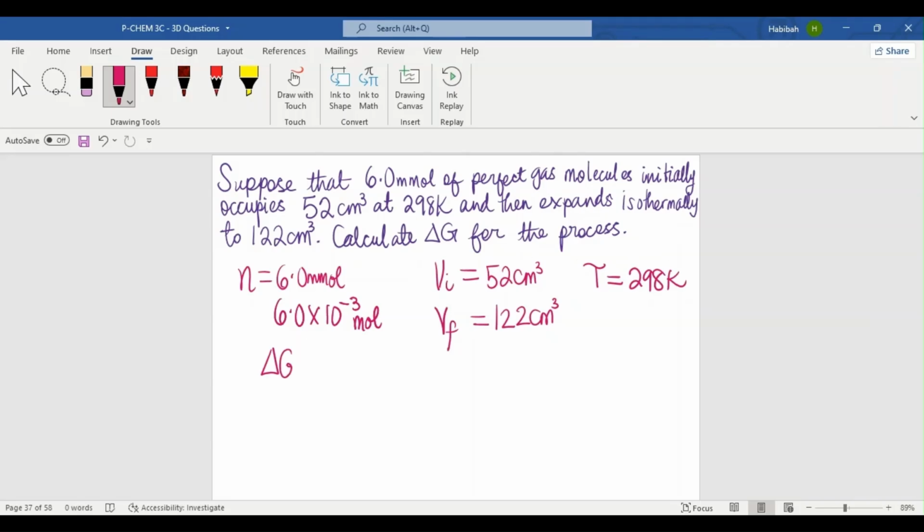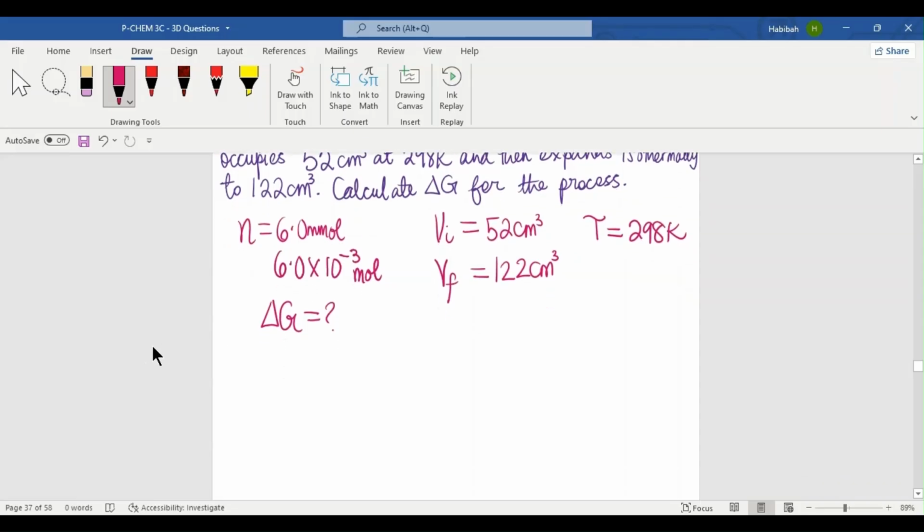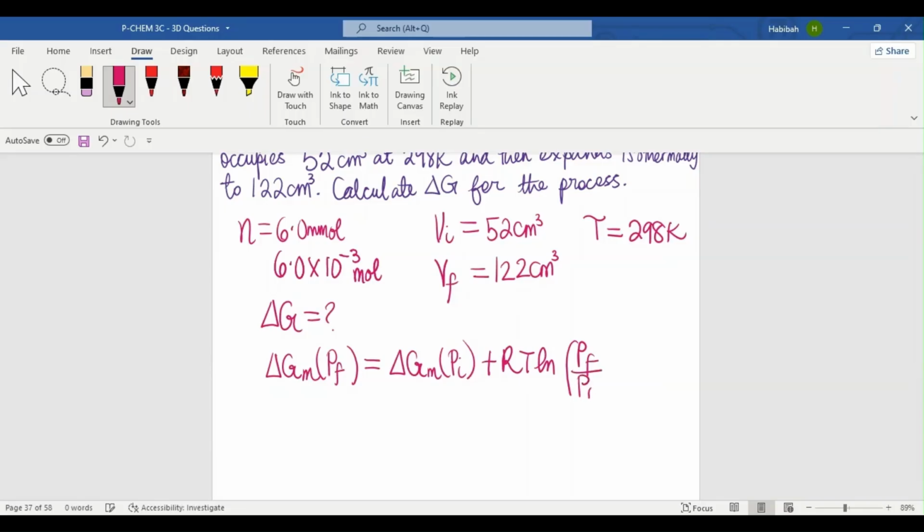So we're asked to find the change in molar Gibbs energy. So the first thing you have to know is when you're dealing with an isothermal expansion problem, you have this formula. You have the change in G of m of the final pressure equal to the change in G of the initial pressure, plus RT ln P final divided by P initial.